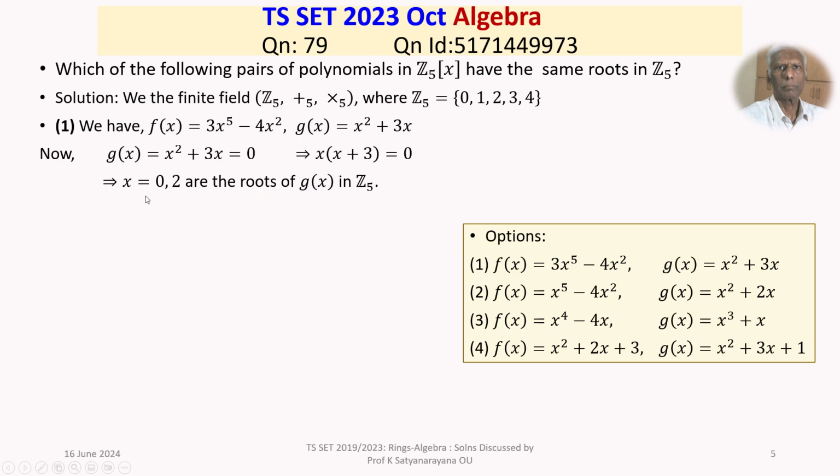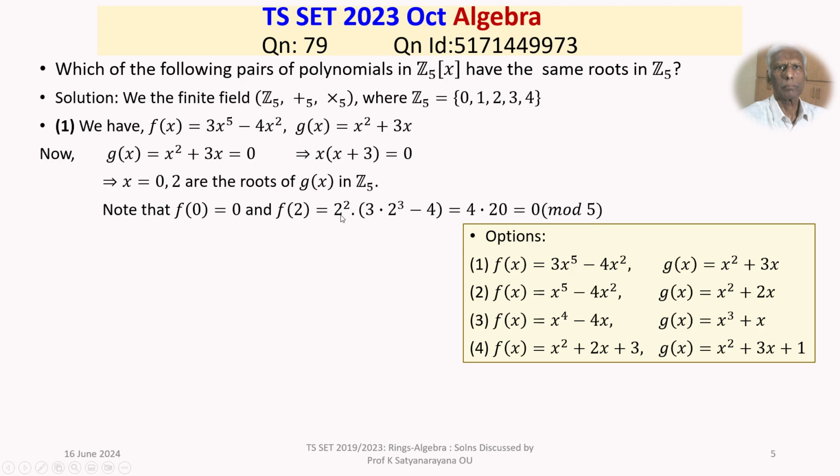Now, let us test these. Is 0 a root of f(x)? Is 2 a root of f(x)? Obviously, 0 is the root of f(x) because every term consists of x only. So, let us test for f(2). Note that f(0) is 0, no problem. f(2) is equal to, from 3x to the power of 5 minus 4x square, we take x square common. So, x square into (3x cube minus 4).